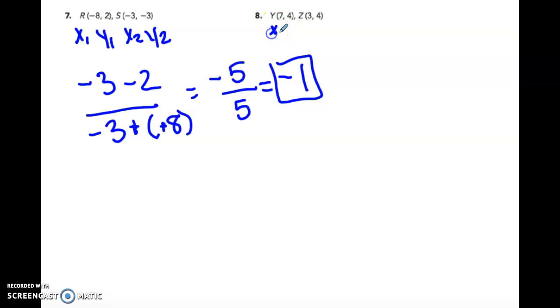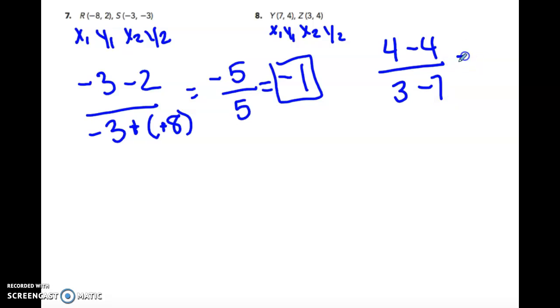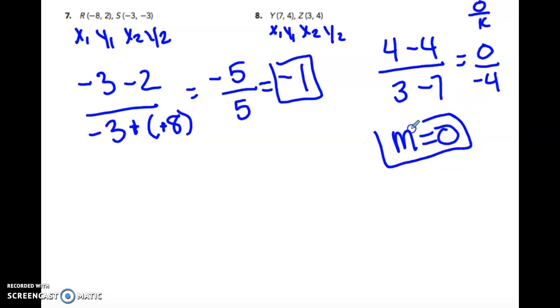And last one, x1, y1, x2, y2. All right, y2 minus y1 over x2 minus x1. All right, so 4 minus 4 is 0. Different signs, subtract, keep the sign of the higher number. Now remember, if 0 is on the top, it is okay. That means our slope is 0. Anytime 0 is on top, the slope is 0.